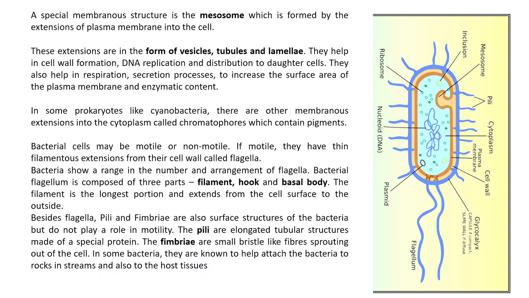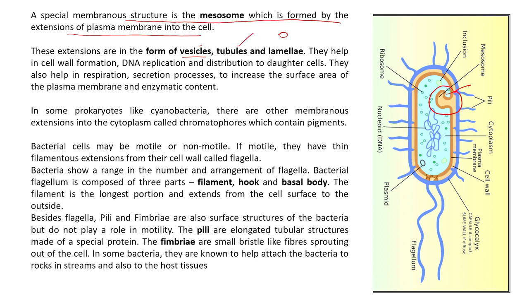A special membranous structure is the mesosome, which is formed by extension of the plasma membrane. I already told you this is an extension of the plasma membrane, and it is called mesosome. The extension is in the form of vesicles. Vesicles are of circular shape. If it is circular shape, then it is called a vesicle.